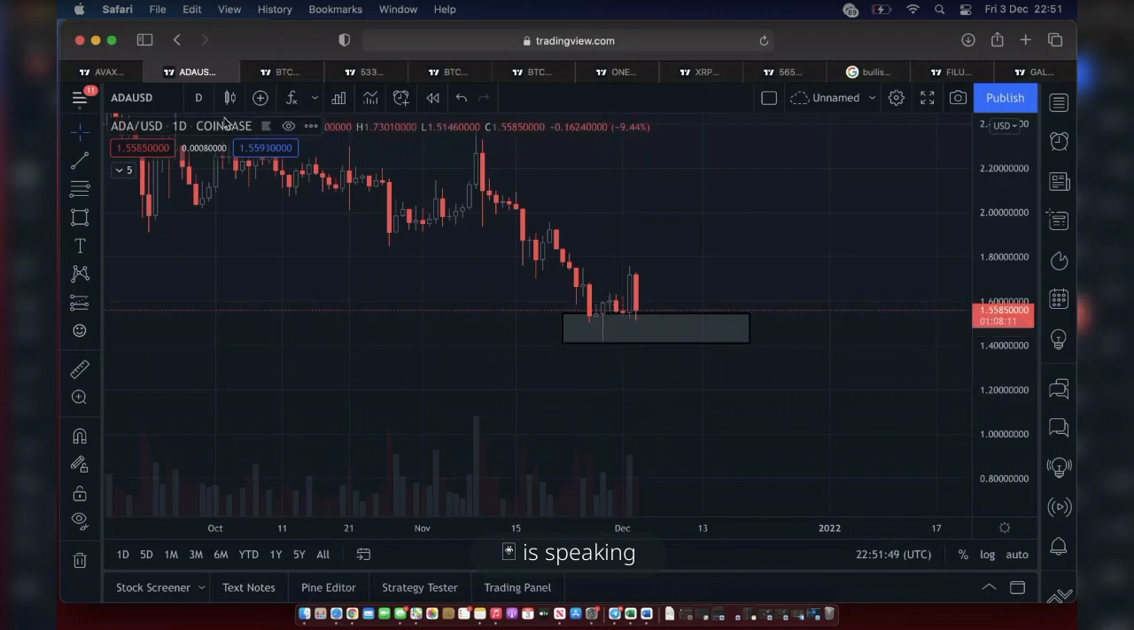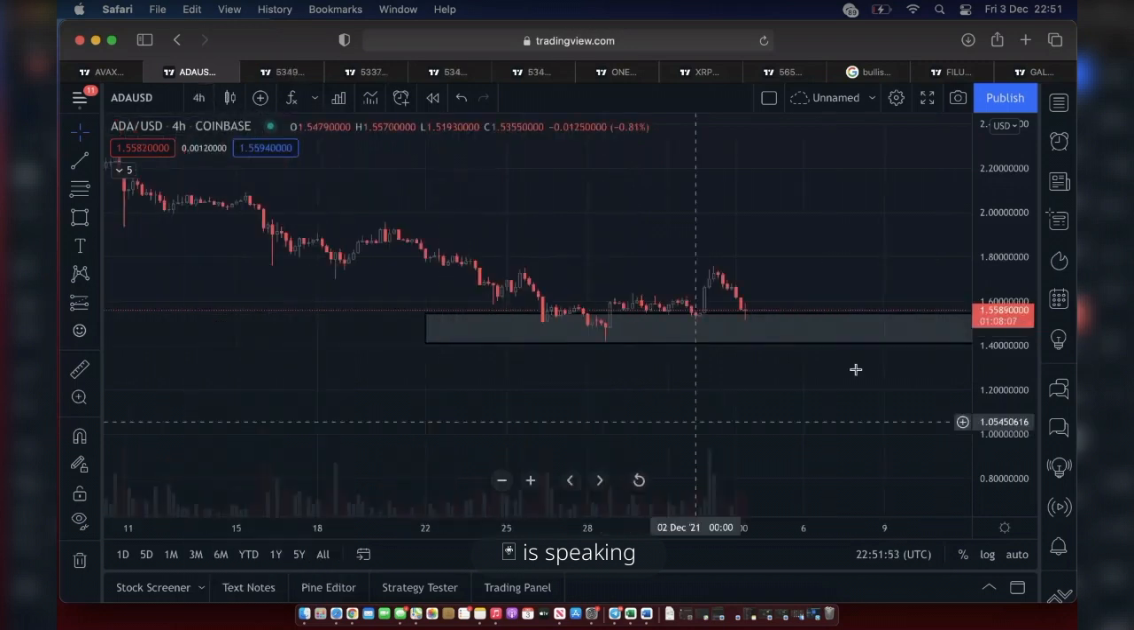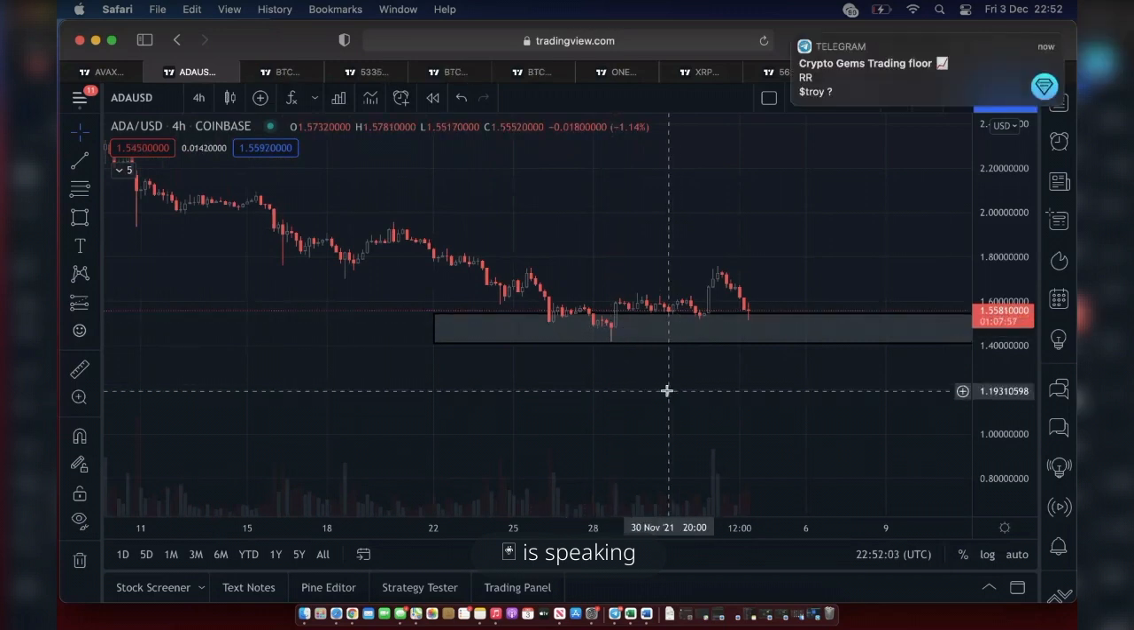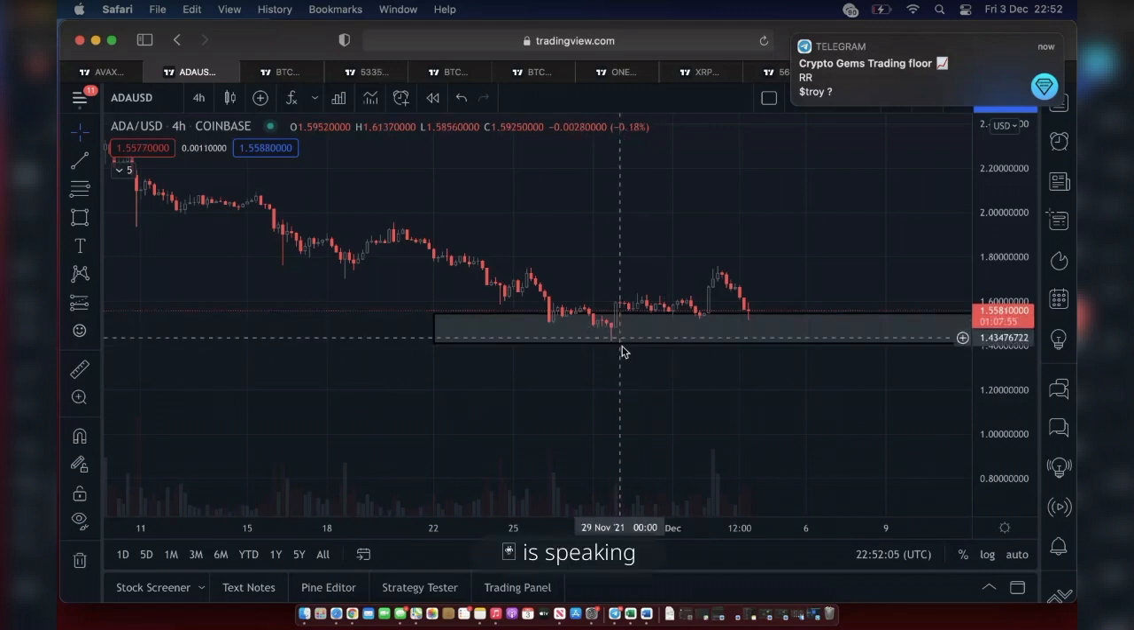Let's just leave the zone to about here. So we can see it found resistance at the zone over here. It tried to come into the zone, found resistance, got pushed back out, but then it found bullish momentum to push through and break this resistance. So this was once resistance.